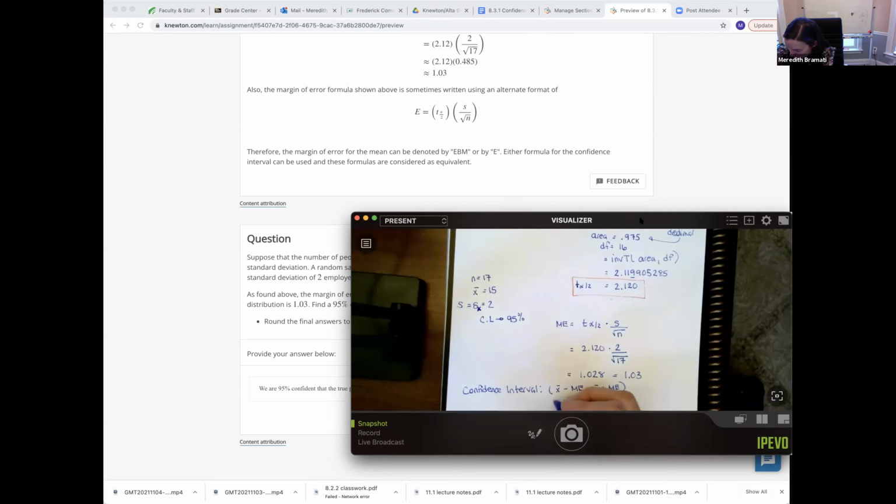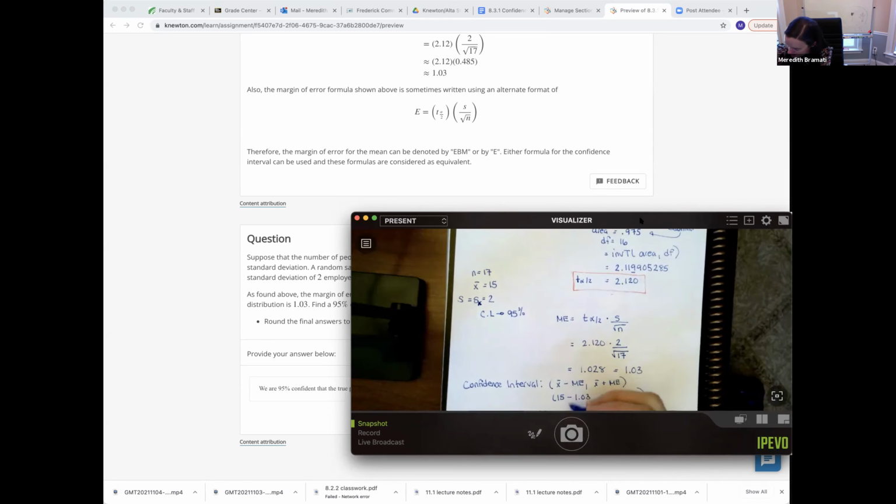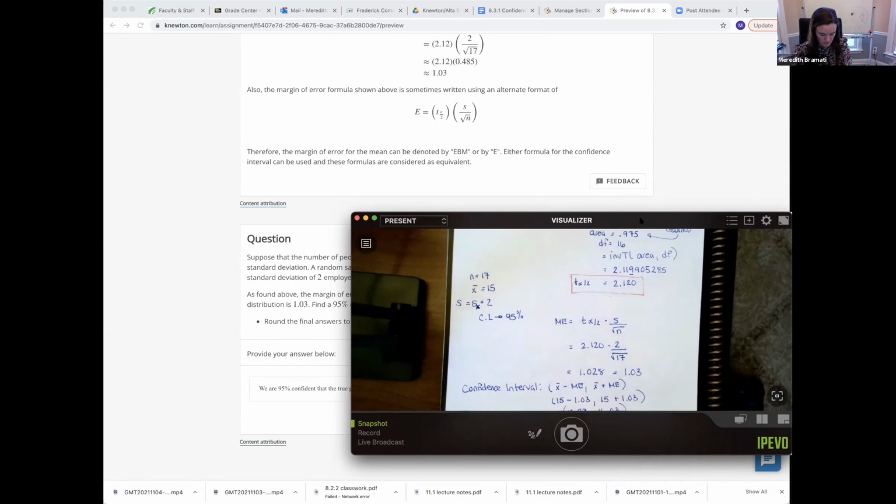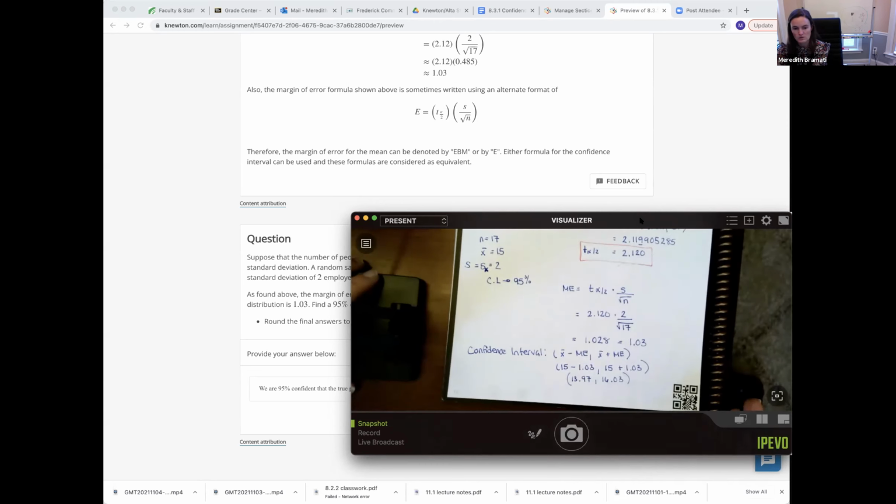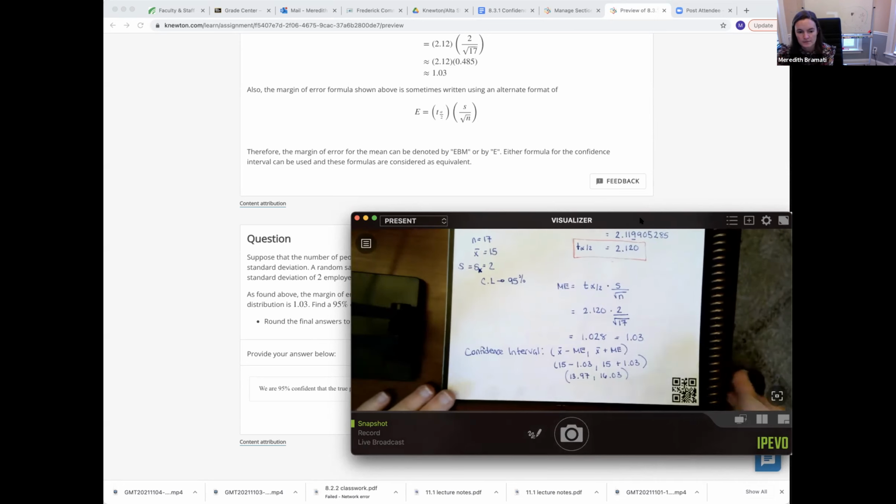So in our problem, our mean was 15. Our margin of error was 1.03. We take the mean minus the margin of error, and the mean plus the margin of error. We just plug in the values that we have. Sorry, you can't see that. I'll move this. And we have our margin of error.